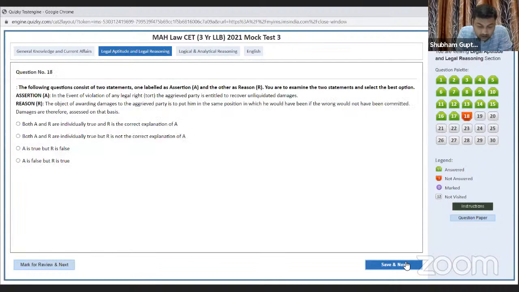Now let's move forward. Assertion reason. So here my hands are tied because I am not very sure what to write, but I think you guys are much prepared. So you guys would be in a much better position to answer this question, right? But again, let's read it. In the event of a violation of any legal right, the aggrieved party is entitled to recover unliquidated damages. The object of awarding damages to the aggrieved party is to put him in the same position. Let's mark it without wasting time.